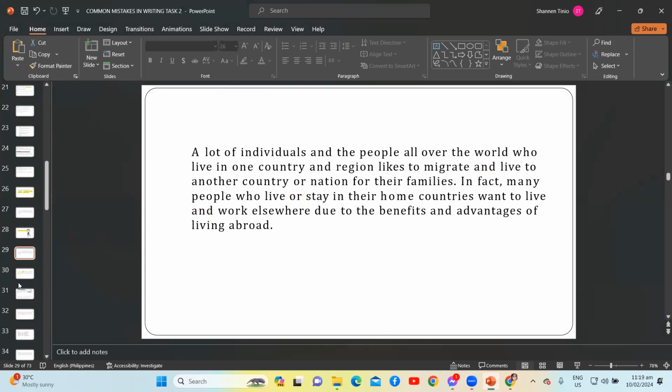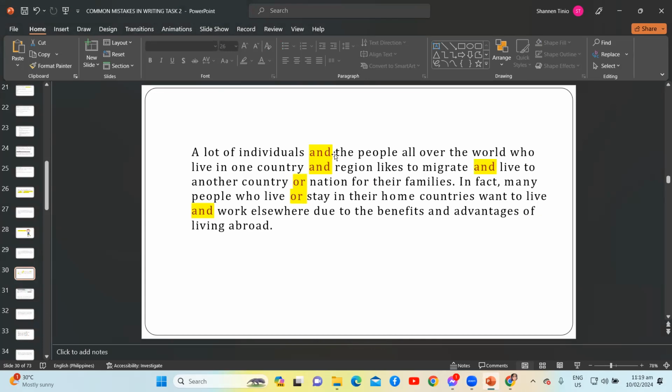A lot of individuals. Ang mali daw, and the people all over the world who live in the country and region likes to migrate and live. Bakit naging mali yan? Napakadaming idea sa isang sentence, oh. Pinagsama-sama. Pwede mo namang pagbukod-bukurin. Okay?